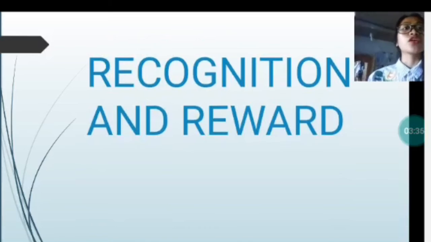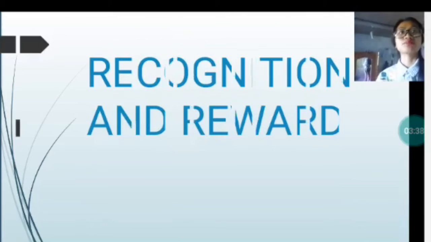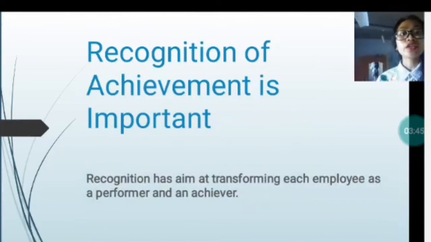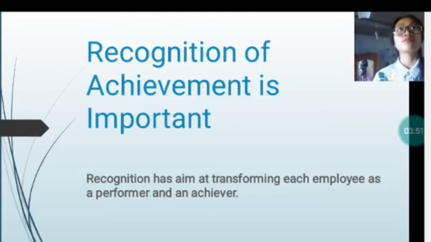Let's proceed to the recognition and award. Recognition of achievements is important. Recognition is aimed at transforming each employee into a performer and achiever. Since it is important to recognize achievements of employees, customers, and suppliers.